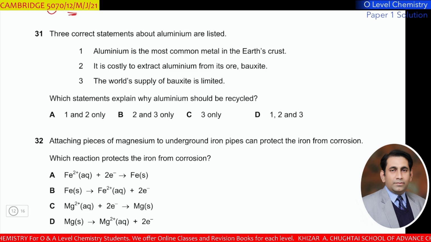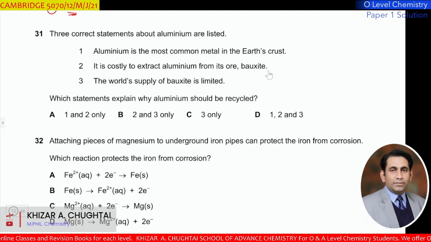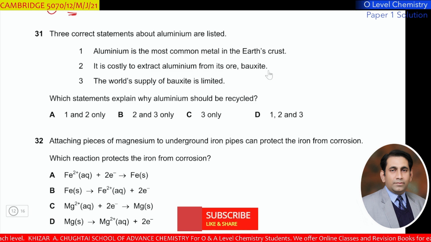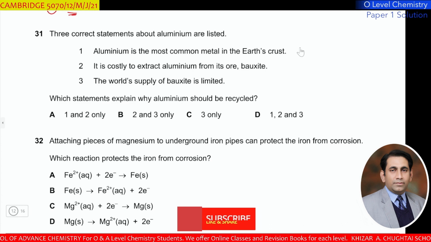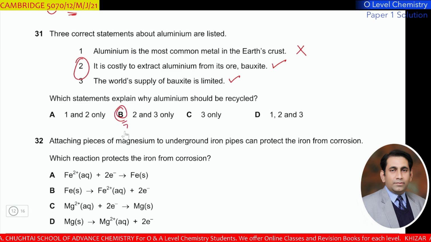Three correct statements about aluminium are listed. Aluminium is the most common metal in the earth's crust. As far as the abundance of the metal is concerned, yes, it is. It is costly to extract aluminium from its ore bauxite. Yes, its cost is because of its extraction from the bauxite. The world supply of the bauxite is limited. Yes, as compared to the consumption, the supply is limited. Yes, it is true. So 2 and 3, B is the correct option.